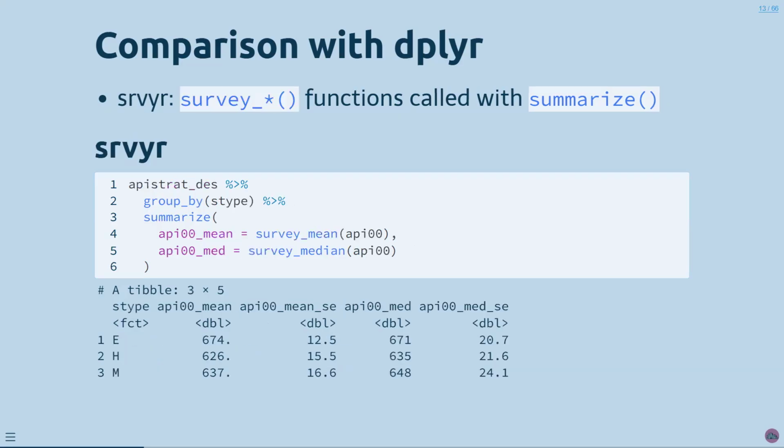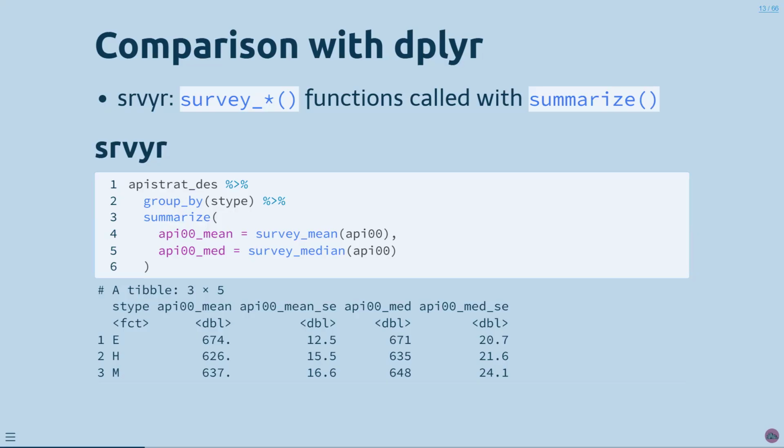Next slide, please. Now, srvyr, the process is very similar to dplyr, but there are some key differences to account for survey design objects. So just like dplyr, we use the pipe operator, and we take what's called a survey design object, which has a special class called tbl_svy.